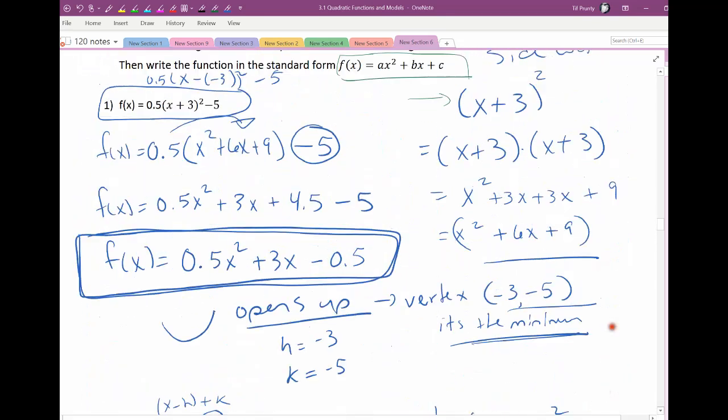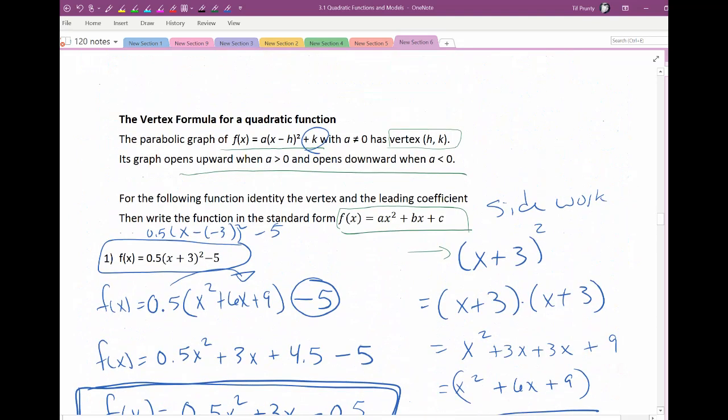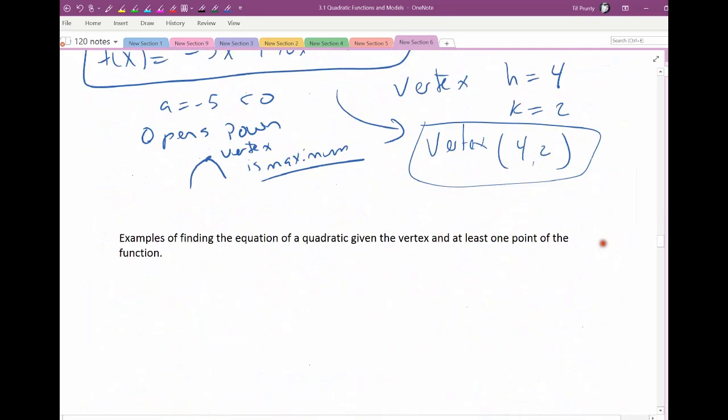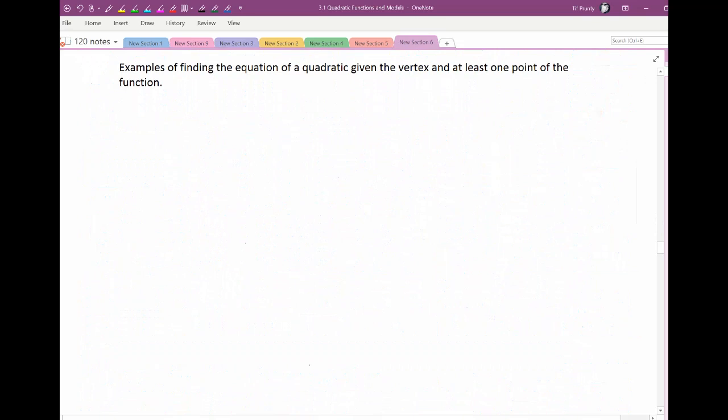Alright, so again, the quadratic equation with the vertex formula. Next example we're going to look at is, well, we're going to find the vertex formula. Based on our function, given a vertex and a point, I should be able to determine the equation of my quadratic equation. Alright, so first example, suppose we're given a graph.